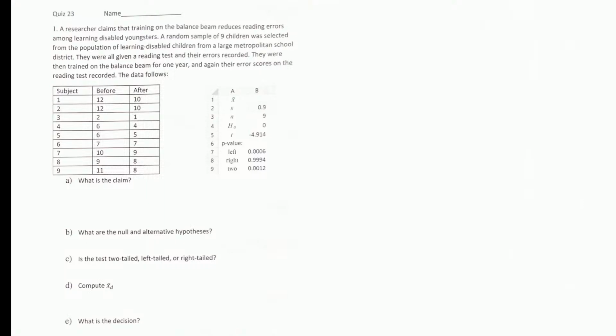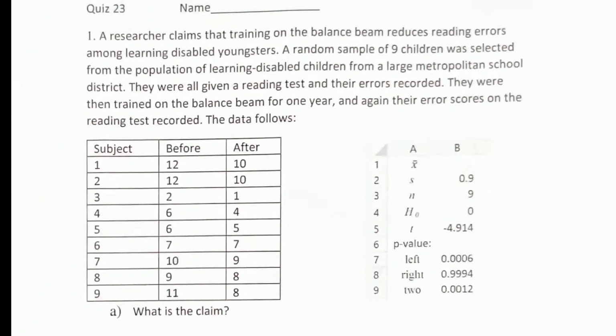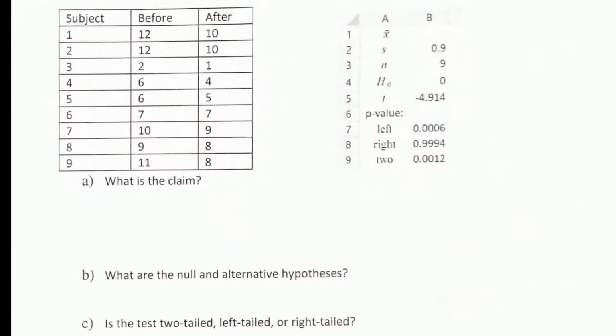But let's go ahead. We'll work through this. It says, let's see, we're looking for a claim. Here it is, right in the first sentence: claims that training on the balance beam reduces reading errors among learning disabled youngsters. So what is the claim? The claim is that after we do the balance training, you'll have fewer errors than before. How are we going to write that? We're going to write it something like this: the average difference between after and before is going to be less than 0.